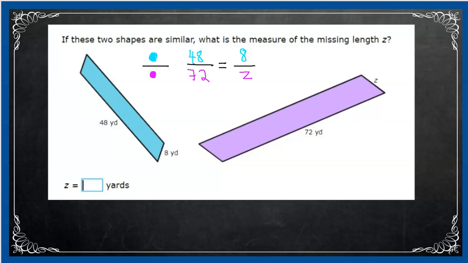Okay, so now I can solve this proportion. I've got to figure out what 72 times 8 is. 576. 48Z equals 576. Divide by 48. And Z equals 12.